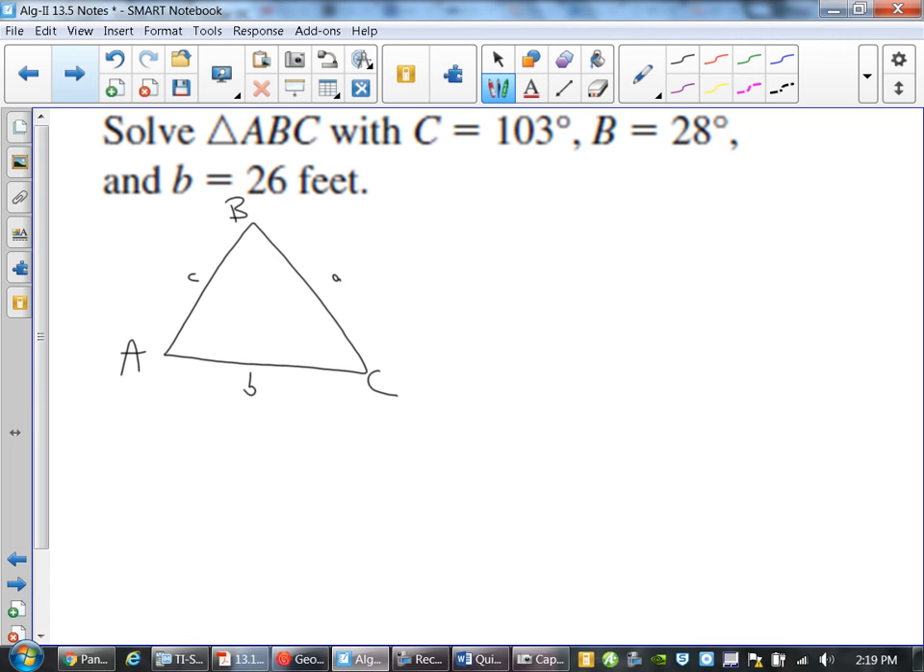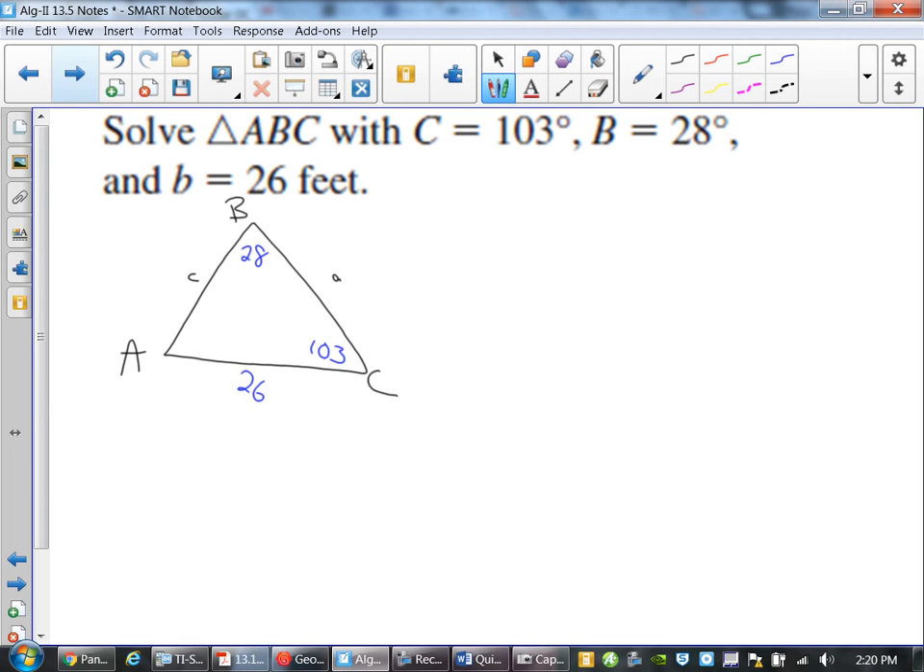Okay. A suggestion that I make for this type of stuff all the time is that obviously you're going to have 3 of the 6 parts that you need to know to solve it. So label what you have. I know that angle C is 103. I know that angle B is 28. And side B is 26.